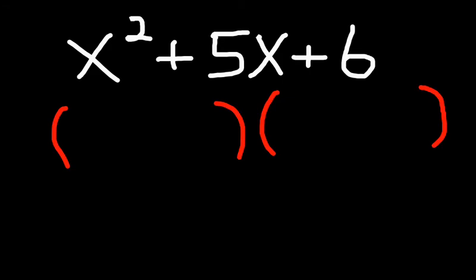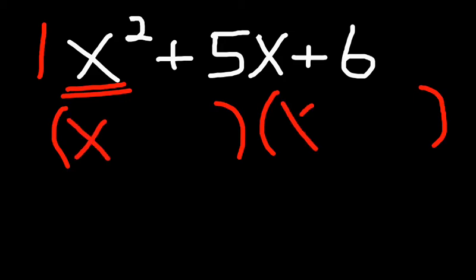Now we know this trinomial has a lead coefficient of 1 because we look at the number in front of x squared, and it's assumed to be 1 here because there is no number visible. So that's always assumed as a 1. We look at the first term, x squared, and we write x here and x here because x times x is x squared.